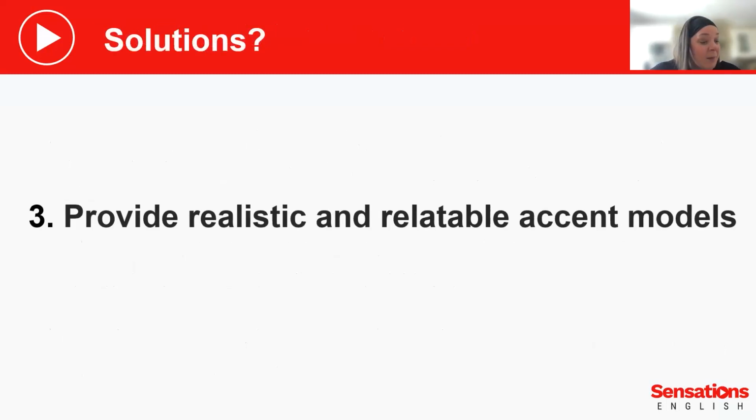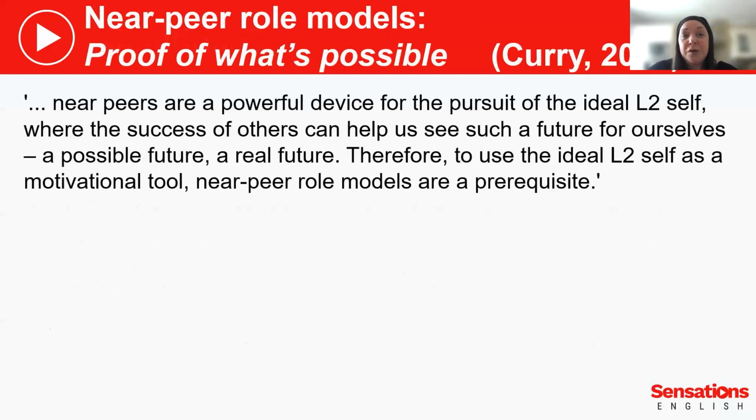Okay, and the last thing is providing realistic and relatable accent models. We need to provide the exposure until it becomes commonplace in the English language field and certainly in our resources. One way we can do this is through the use of near-peer role models. I've got a quote here from Neil Curry, who published an excellent article in PronSIG's Speak Out. He says that near peers are a powerful device for the pursuit of the ideal L2 self, where the success of others can help us to see such a future for ourselves, a possible future, a real future. Therefore, to use the ideal L2 self as a motivational tool, near-peer role models are a prerequisite.